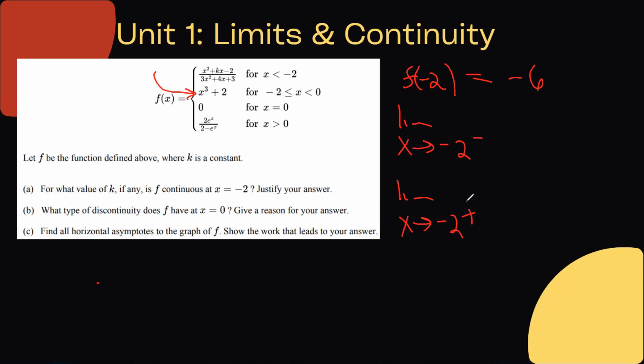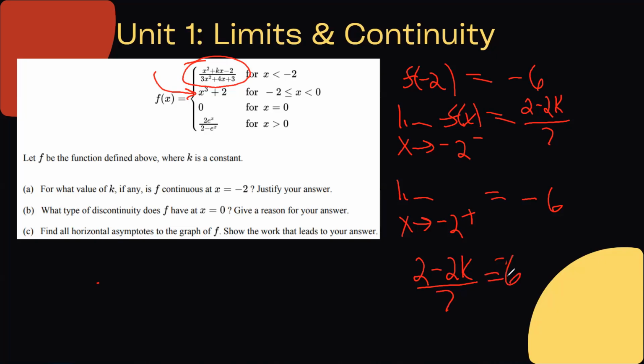As you approach -2 from the right, you're going to use that second piece there again. So that's going to be -6. From the left, you're going to use this top piece. Now, as x approaches -2, if you plug -2 into all of that and simplify, you would end up with (2 minus 2k) over 7. So for the function to be continuous, those two need to be equal to one another. So (2 minus 2k) over 7 equals 6. And then we solve that for k, and you would get k equals 22.